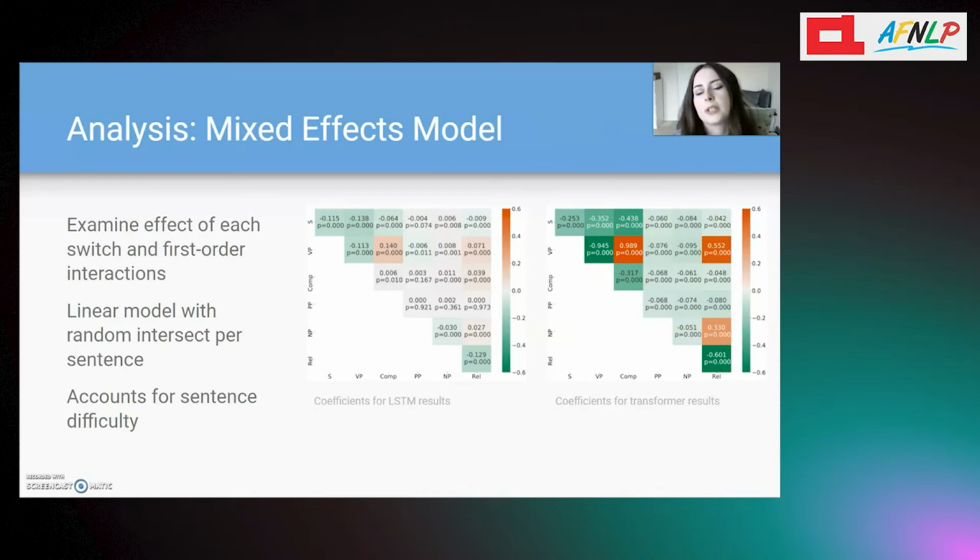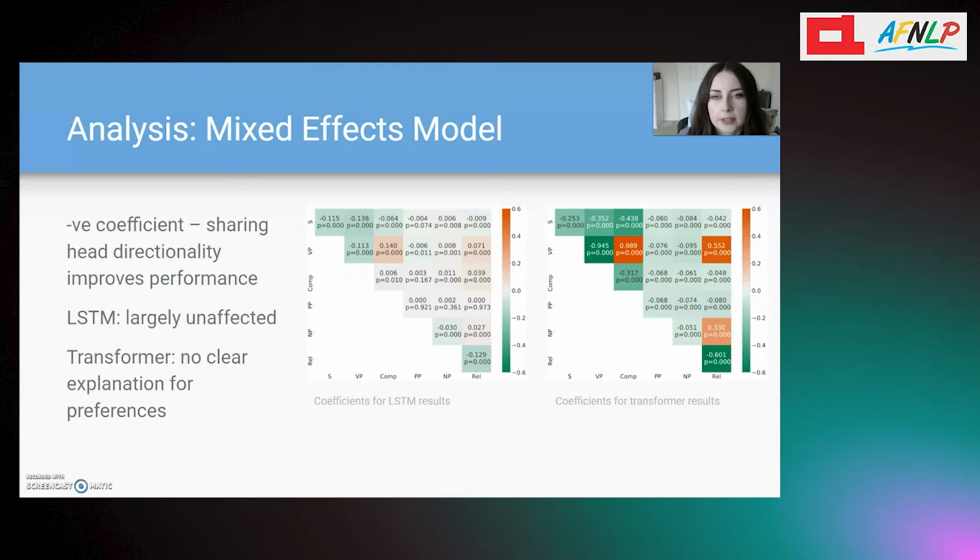So we also wanted to take a closer look at the effects of each switch in the grammar on the performance, as well as the effects of first order interactions between switches. So that's like, if the first two switches are both on. So to do this, we used a mixed effects model to model the perplexity of each sentence as a function of the switches in the language it belongs to. We used a mixed effects model because the perplexity for each sentence is going to vary naturally, with some sentences being more difficult than others. And so if we group parallel sentences across languages together, we can account for that quite nicely and just look at the effects of the switches.